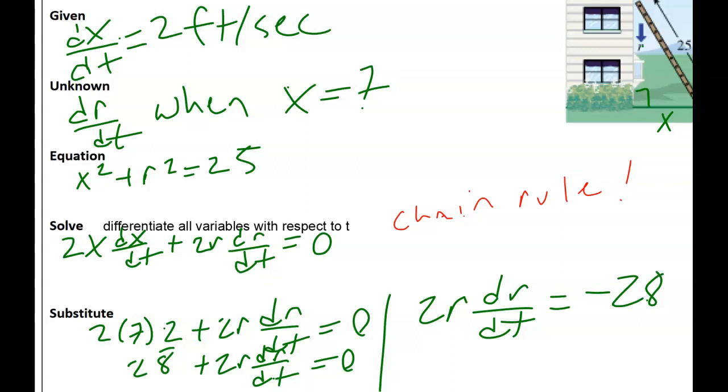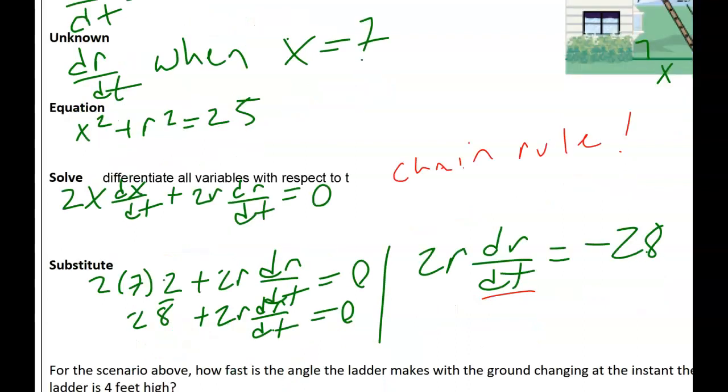Now, unfortunately, it seems like I'm stuck, because I have two variables and only one equation. But remember, dr/dt is what I'm trying to find. R, I need it, and I can figure it out. Remember, I have this equation, and this is where we're going to look real smart. I know that x equals 7. So I can say 7 squared plus r squared equals 25 squared.